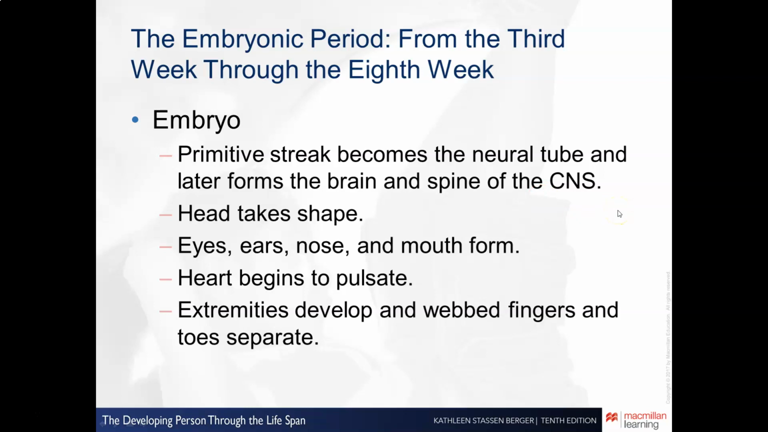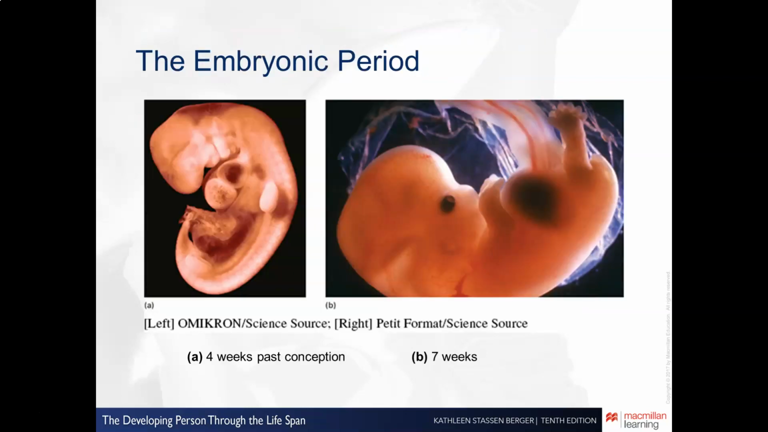And a couple other things happen in that phase of development. The head begins to take shape, the eyes, ears, nose, and mouth form, the heart begins to pulsate, and the extremities develop. So that's basically the fingers and toes, they actually separate. And so the development really is beginning to happen pretty rapidly from the 3rd week through the 8th week. Now this just shows you some example photos here from that embryonic period.